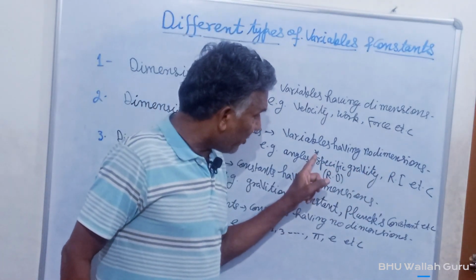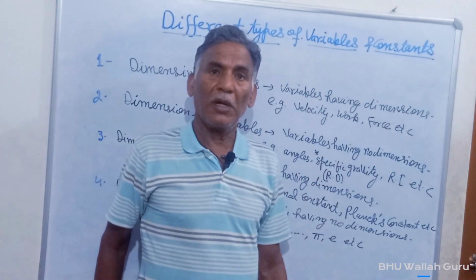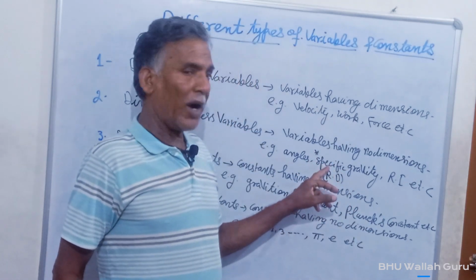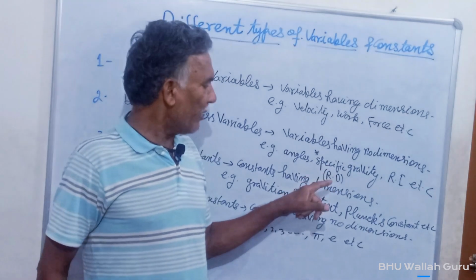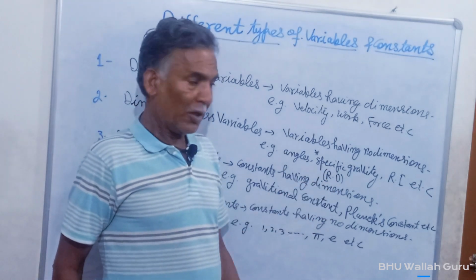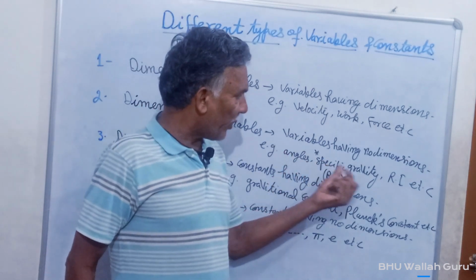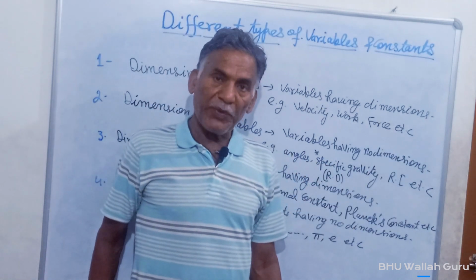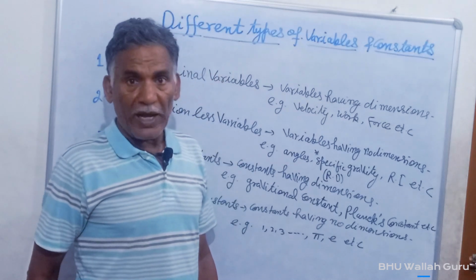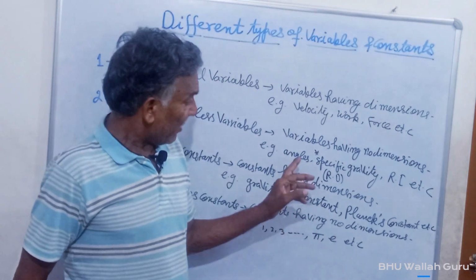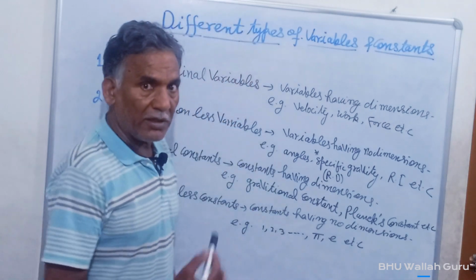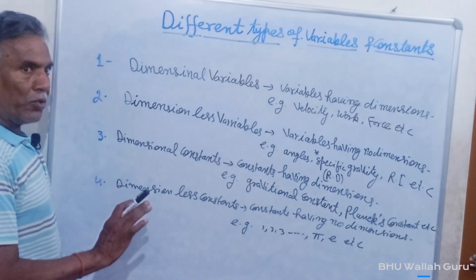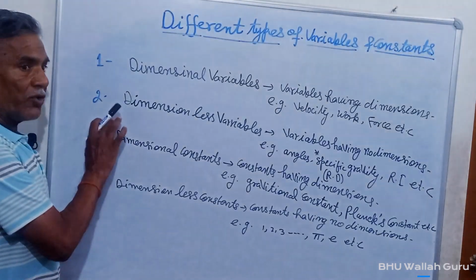Here, there is a star on specific gravity. It is the most important term. Specific gravity means the relative density. Why do angle, specific gravity, and refractive index have no dimension? Because these quantities can be represented in terms of two quantities having the same dimension.